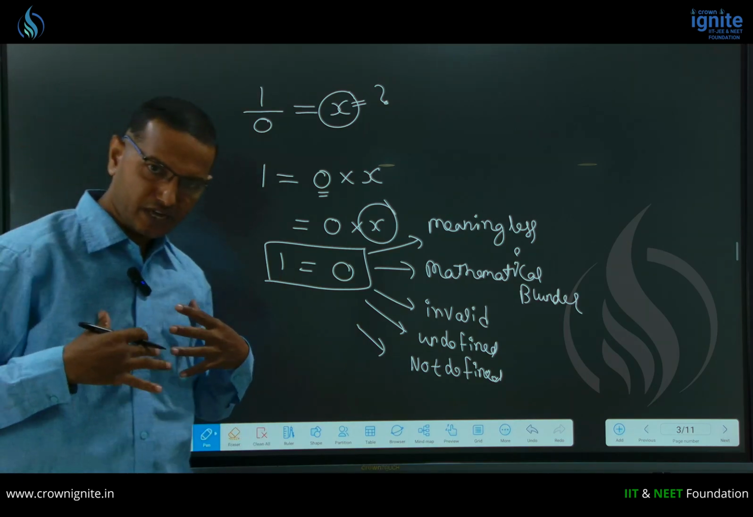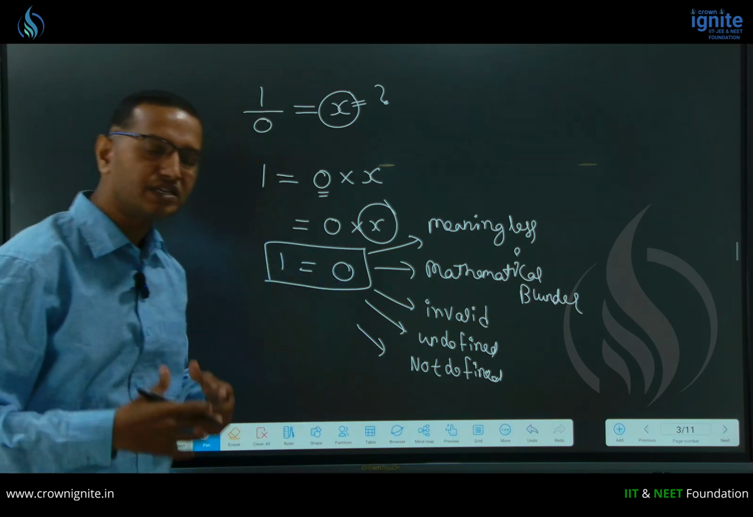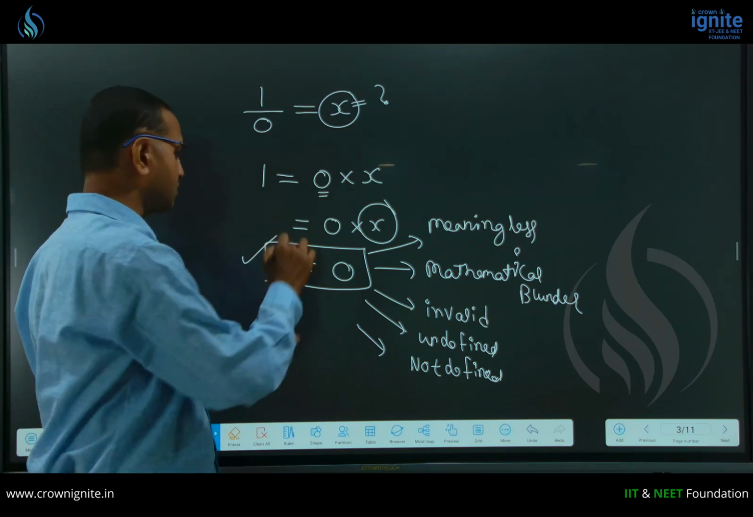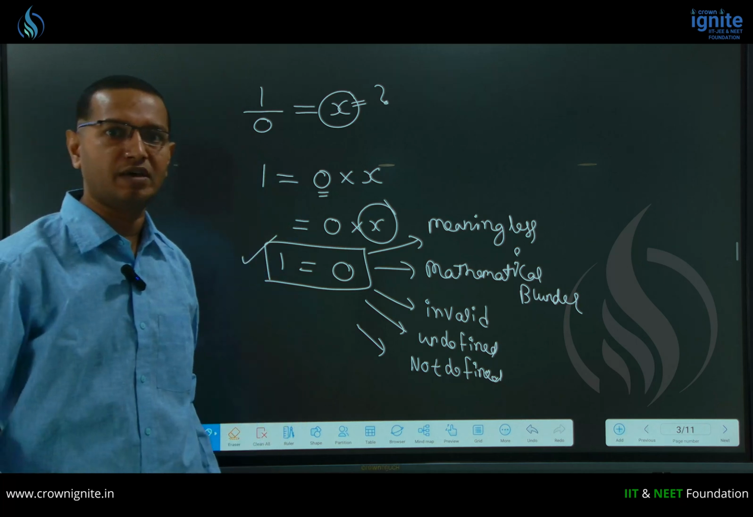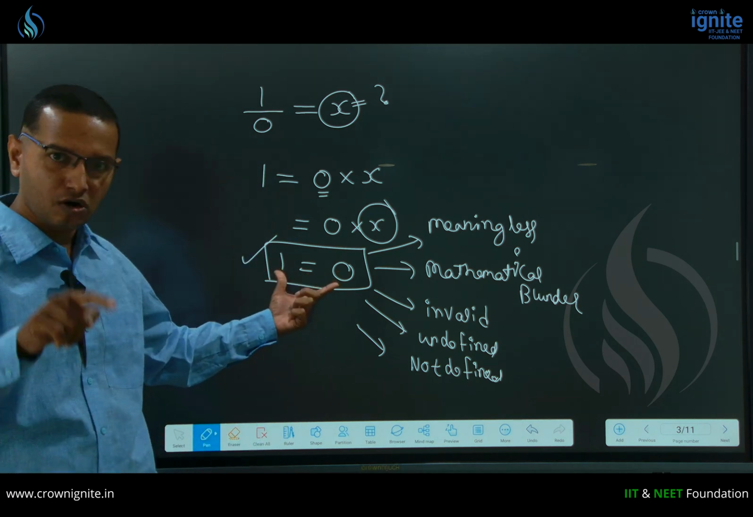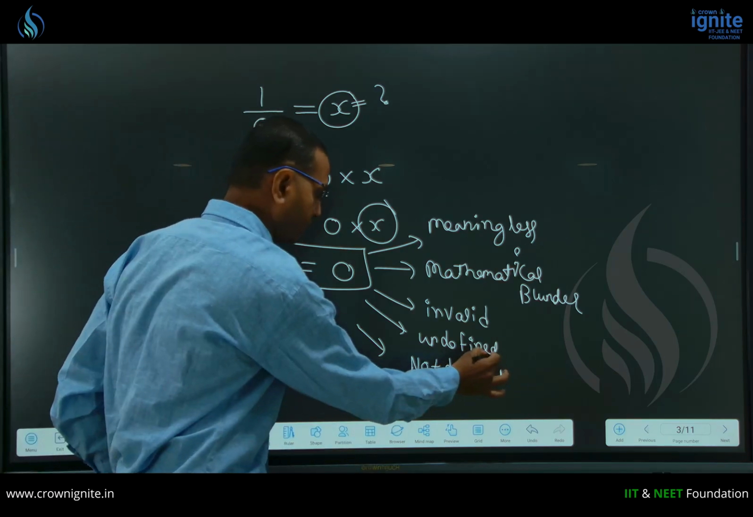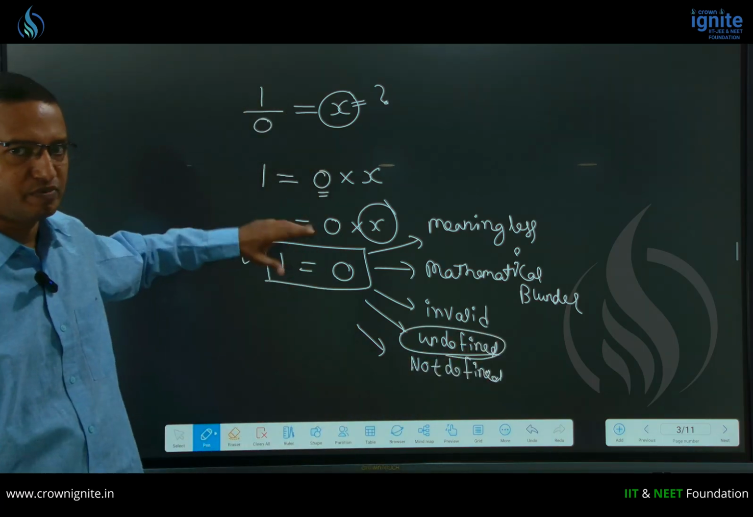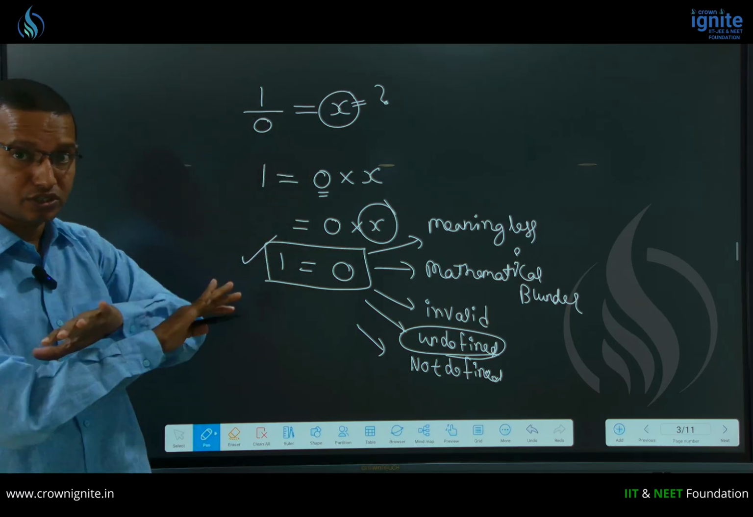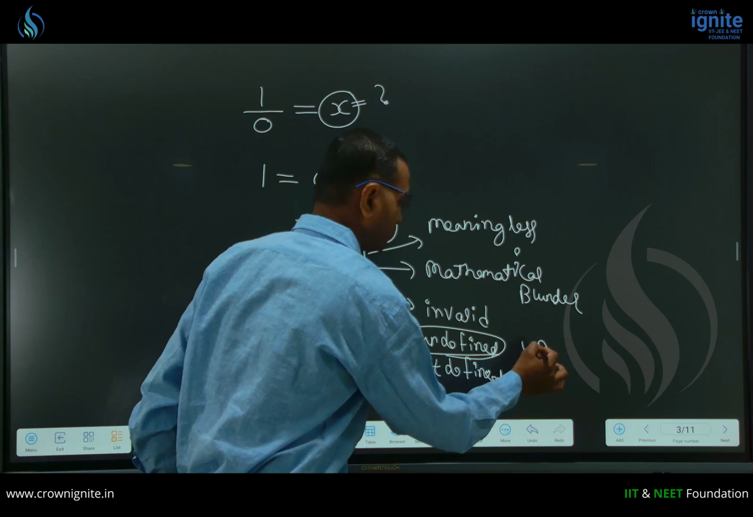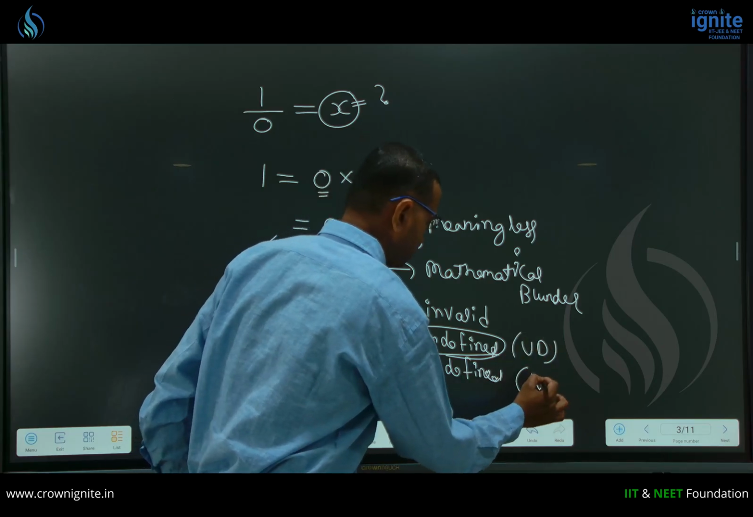For example, I have 10 rupees and you have 0 rupees. Is 10 equal to 0? Not possible. If you say this is a valid equation, the complete mathematics will collapse. So these things are not accepted in mathematics. That's why 1 by 0 is called undefined. So remember, 1 by 0 is not infinite, it is simply undefined. In short they call it UD, or sometimes ND, not defined.